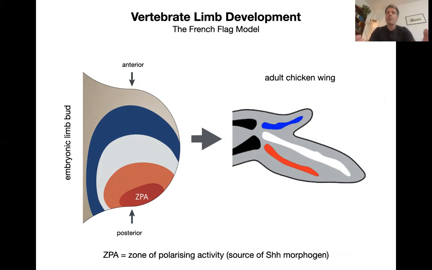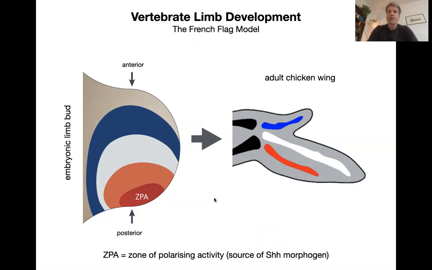One very basic idea in limb development in vertebrates is that the limb is patterned through this French flag mechanism that starts with a signaling center called the zone of polarizing activity, which is a source of the sonic hedgehog morphogen, which diffuses over the limb from the posterior end of the limb bud. And depending on the concentration of sonic hedgehog, you get the identity of different distal digits. And this mechanism is very conserved, but the situation is also a bit more complicated.